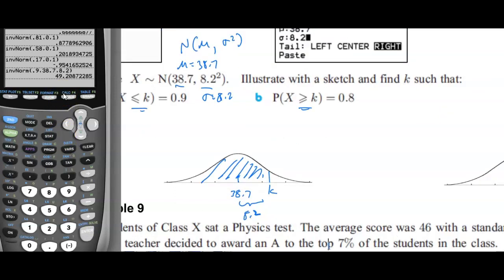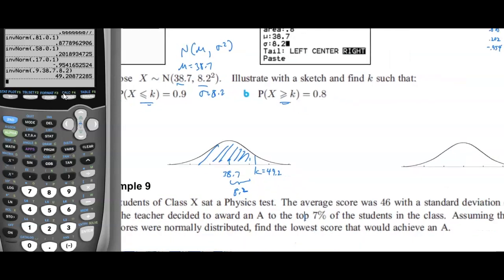Does that make sense? Yeah, k looks like it should be about 49.2. Slightly to the right of 38.7. It's about 10 units away. That looks like it's about right.